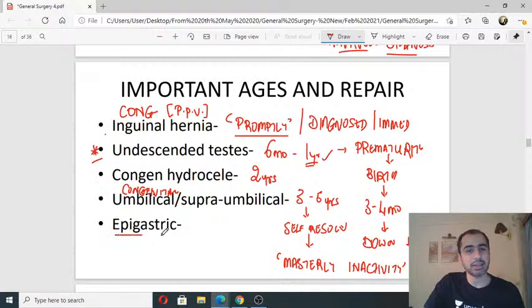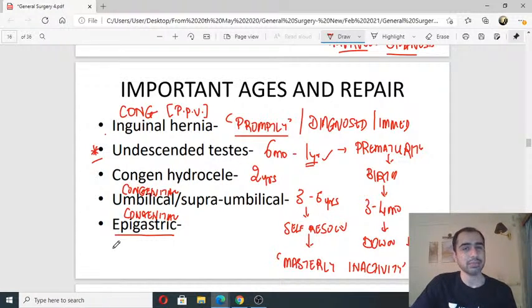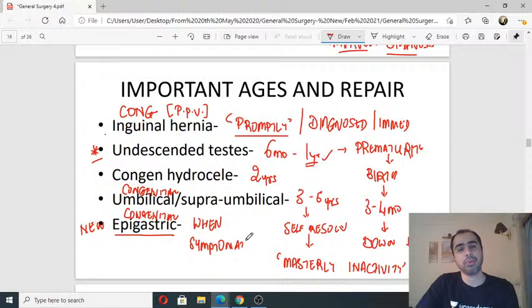Age of repair of epigastric hernia. Congenital epigastric hernia, anybody? I have not put it in the question because I thought it would be a little difficult. When do we operate? New question. Only congenital, not adult. Okay, this is when symptomatic. This is the answer. Each of these points is from Bailey.